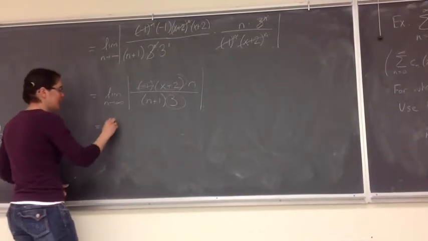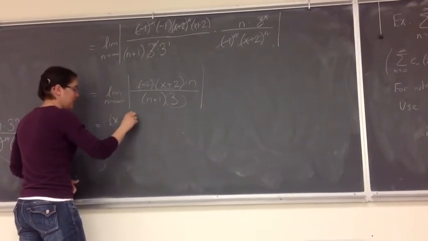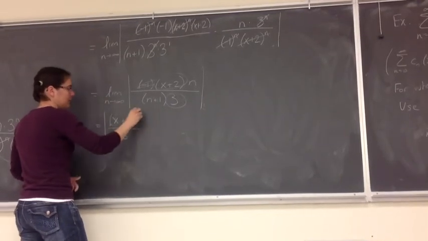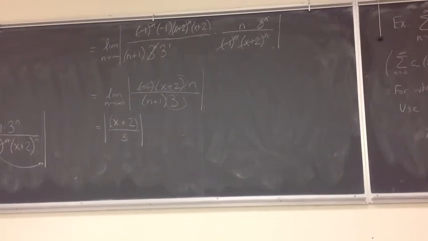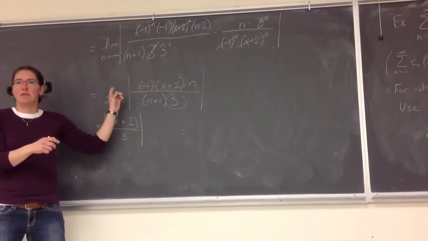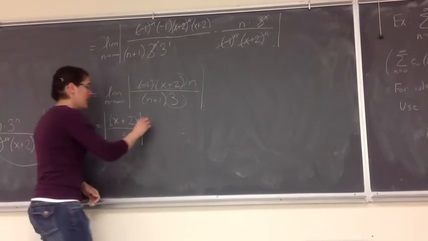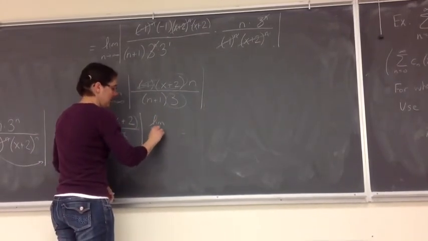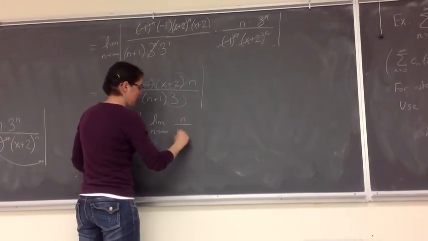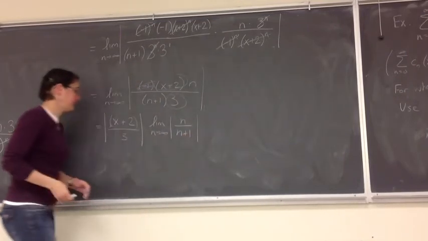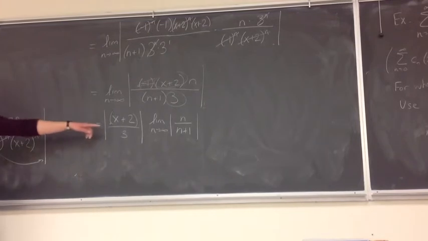And so I can write this as the absolute value of x plus 2 over 3. Now, remember, if I pull it out in front, I cannot legally pull it out of the absolute value sign unless I carry that absolute value sign along with me. So I have this, and then I have the limit as n goes to infinity of n over n plus 1. Okay, are there any questions about what I just did here?